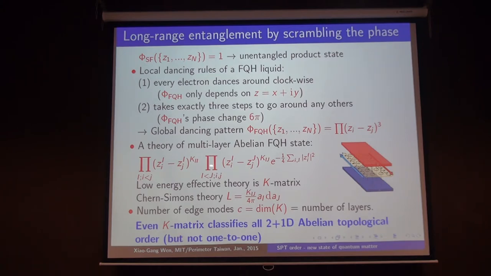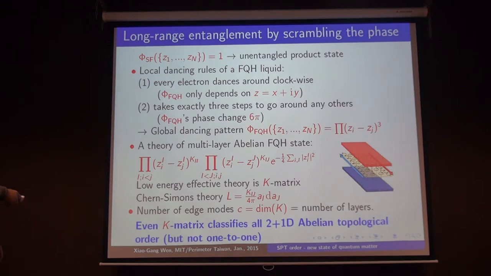Okay. So more generally, we can describe a dancing pattern using a matrix, the K matrix. We can have many layers. We have some K layers of the quantum Hall states. And each layer is described by this Z with a capital subscript I or J. That's a big I, big J, describing different layers. And when electrons in the same layer go around each other, their dancing step is KII. When an electron from layer I goes around layer J, the dancing step is KIJ, you know, things like that. So you can use this integer matrix to describe these dancing steps.